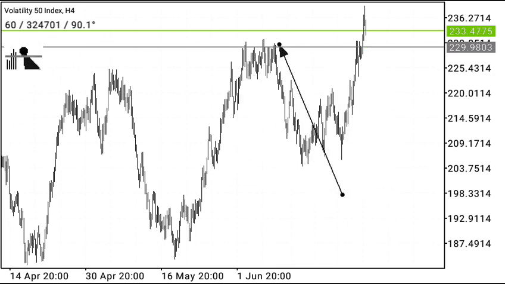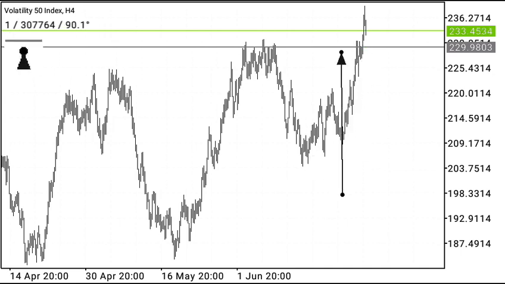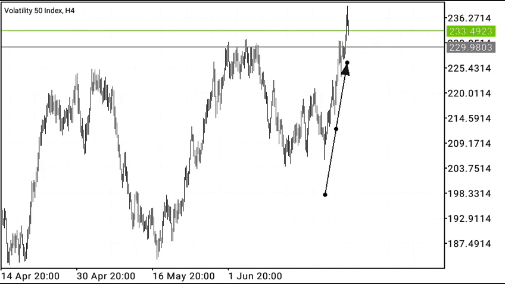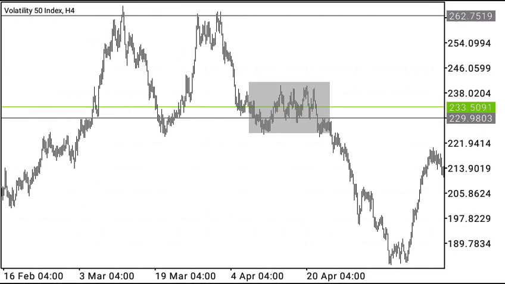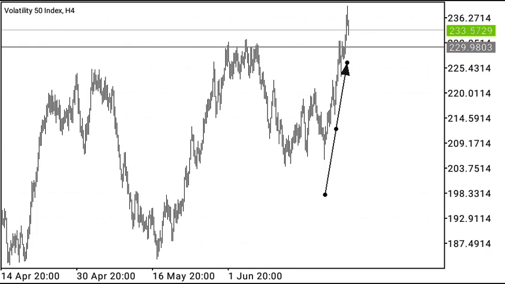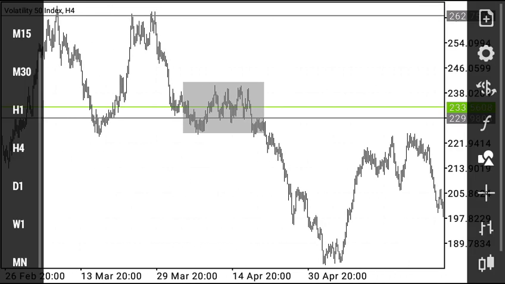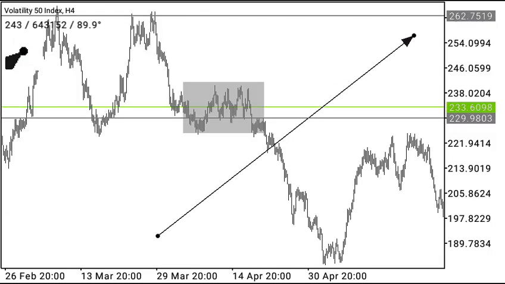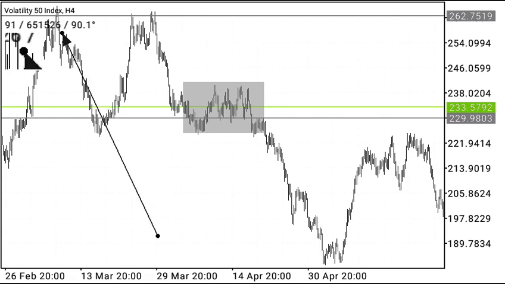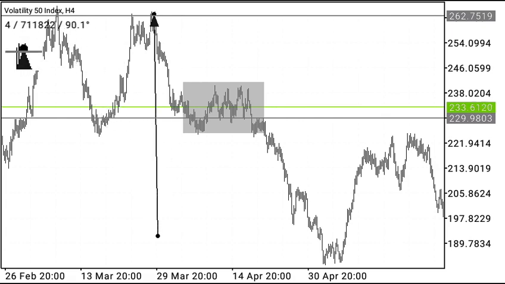You see, it was a resistance. Now since the horizontal line is broken, our resistance is broken, now the price will come back and test. Then after testing, the price will go back all the way up to our previous resistance, which is 262.